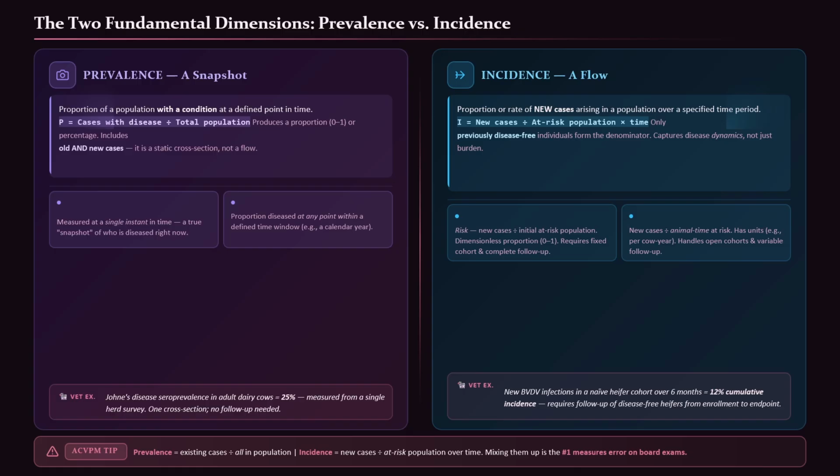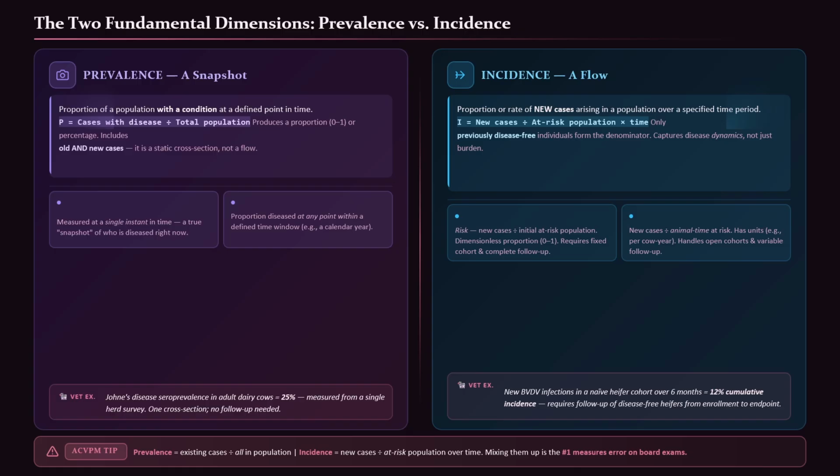Now, there are two flavors of prevalence you need to know cold for the ACVPM exam. Point prevalence is measured at a single point in time. Think of it as a snapshot. You test your entire dairy herd on Monday morning and 48 of 600 cows test positive for Johne's. Your point prevalence is 48 divided by 600 equals 8%. Clean, simple, one moment in time.